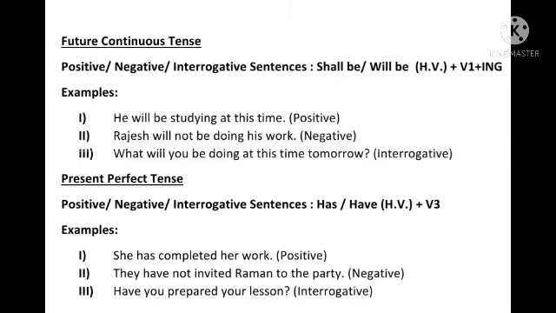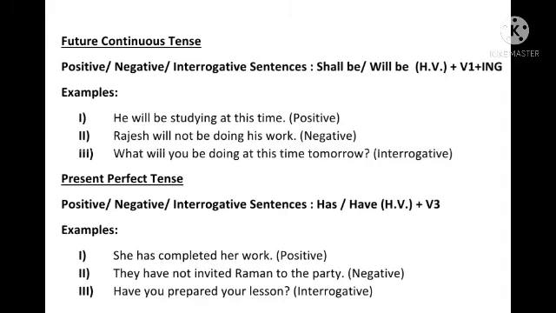The examples are: He will be studying at this time. If the sentence is negative, we have to place not between will and be. Rajesh will not be doing his work. And if the sentence is interrogative, we have to place only will before the subject, not will be. For example, what will you be doing at this time tomorrow?